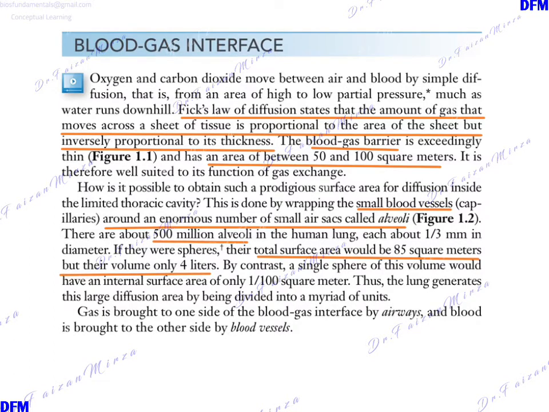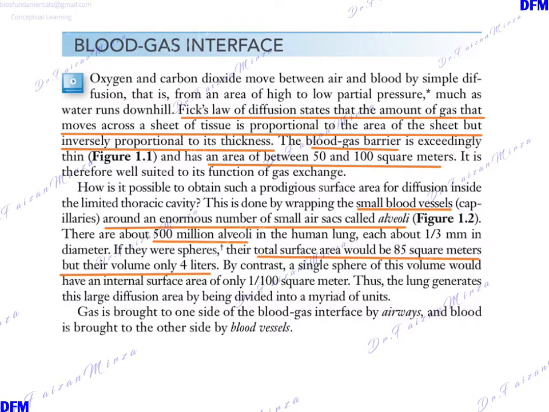So what is Fick's law of diffusion? Fick's law of diffusion states that the total gas that can move across any sheet of tissue is proportional to the area of that sheet of tissue but inversely proportional to its thickness. So the larger the area, the quicker the diffusion, and the greater the thickness, the slower the diffusion would be.